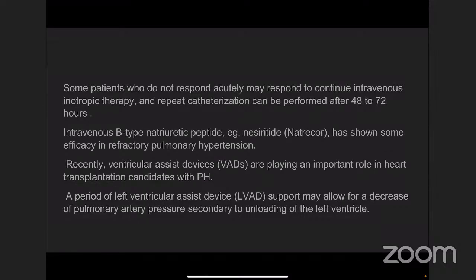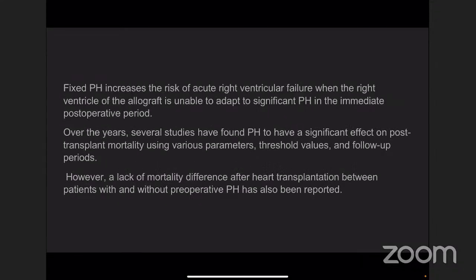Recently, VADs are playing an important role in heart transplant candidates with pulmonary hypertension. A period of left ventricular assist device support may allow a decrease in pulmonary hypertension secondary to unloading of the left ventricle. In fixed pulmonary hypertension, there is an increased risk of right ventricular failure when the right ventricle of the allograft is unable to adapt to the pulmonary hypertension in the immediate postoperative period. Over the years, several studies found pulmonary hypertension to have a significant effect on post-transplant mortality, using various parameters, threshold values, and follow-up periods. However, a lack of mortality difference between heart transplant patients with or without preoperative pulmonary hypertension has also been reported.